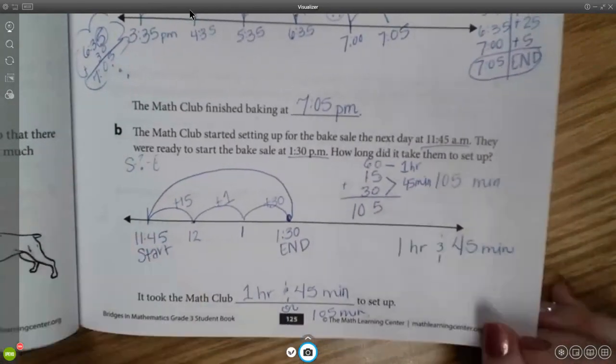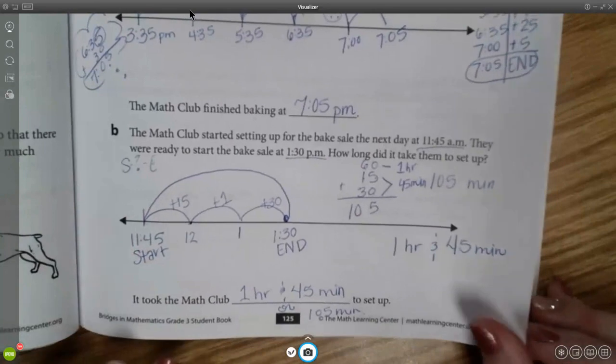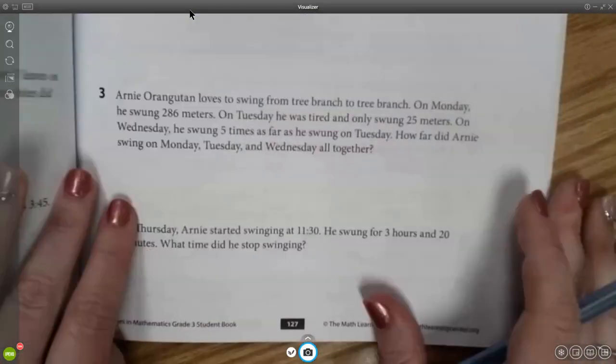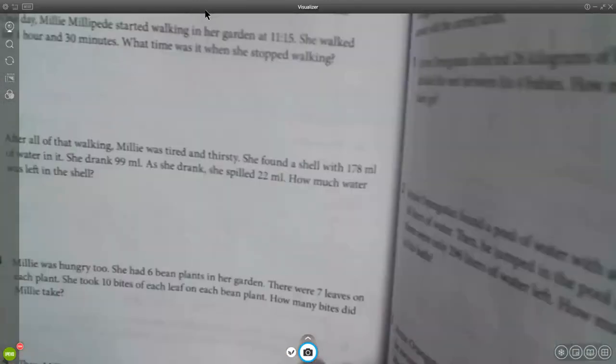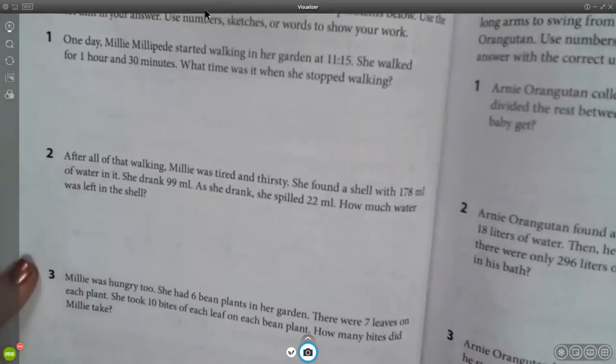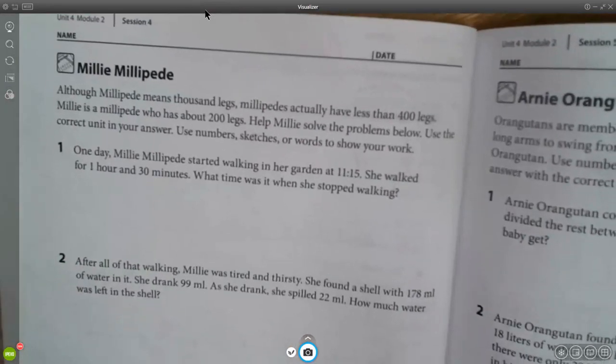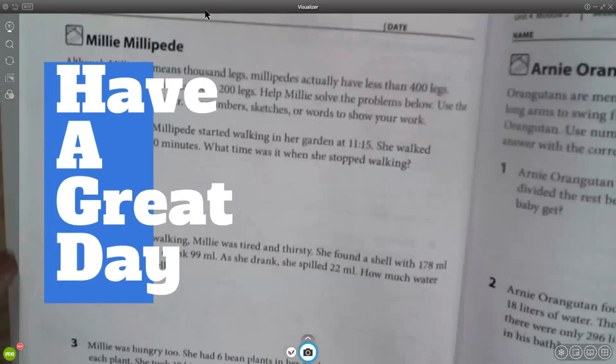All right. So make sure you pause the video and write down all of your work, share your thinking. If you made a mistake, you can fix it right now. And when you're done, you can move on to page 126. These are more adding and subtracting and elapsed problems. So do your best, and I'll see you soon.